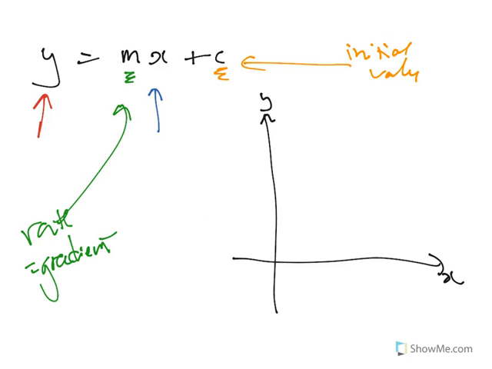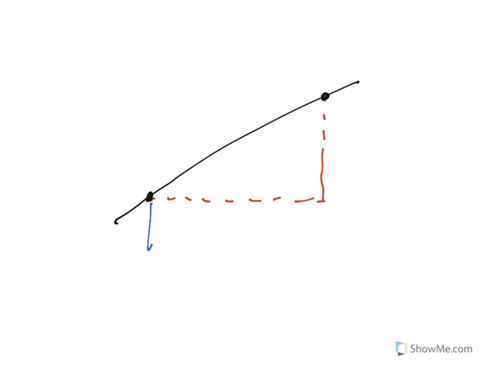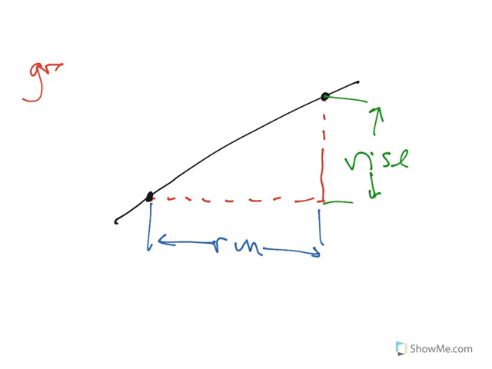So if we were to draw this line, my initial value would be here, and my rate or the gradient is how much that increases by. The gradient we define by taking any 2 points on the line. Any 2 points, and measure that distance there, and that's the run. That distance there, which is the rise, and the gradient equals rise over run.